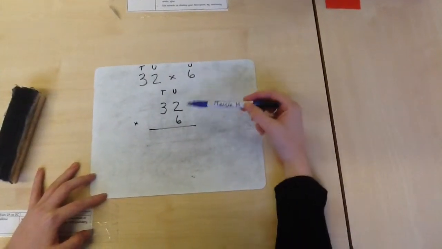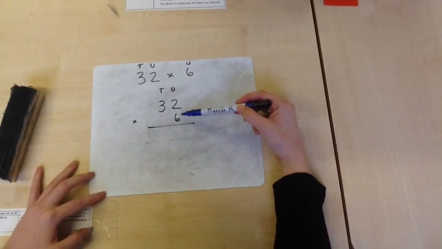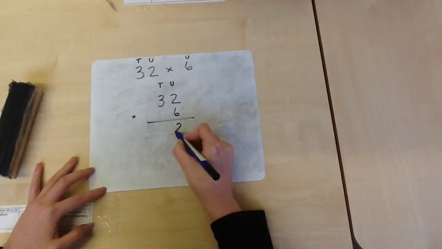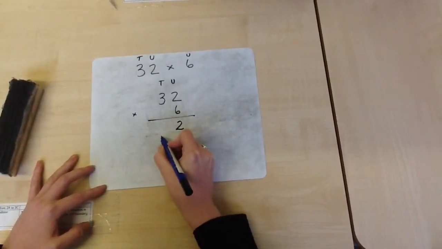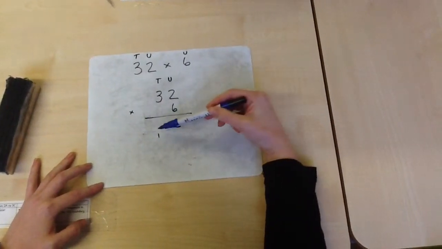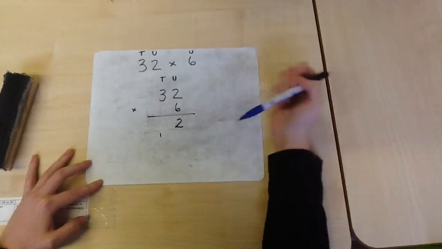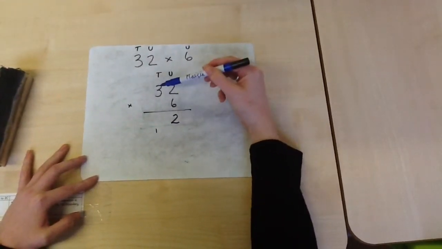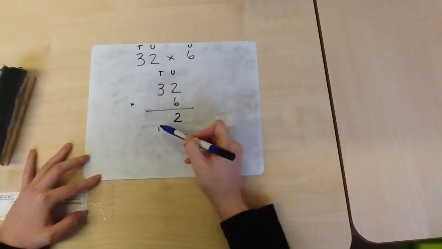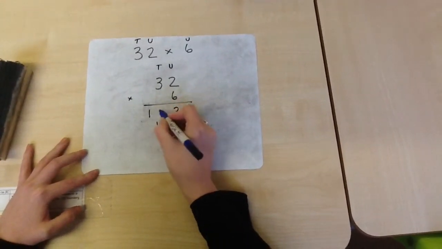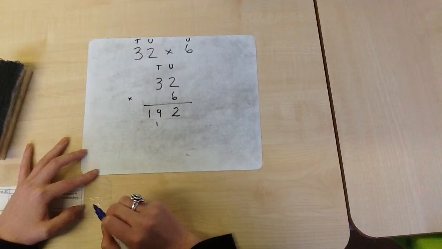So how you do it to start with is you do the 6 times the 2, which is 12. So your 2 goes there and your 1 comes down here, because what you've got to remember is it isn't a 1, it is actually a 10. So you then do 6 times 3, which is 18, and you've got to remember that your 1 is down here, so that makes 19, and your answer is 192.